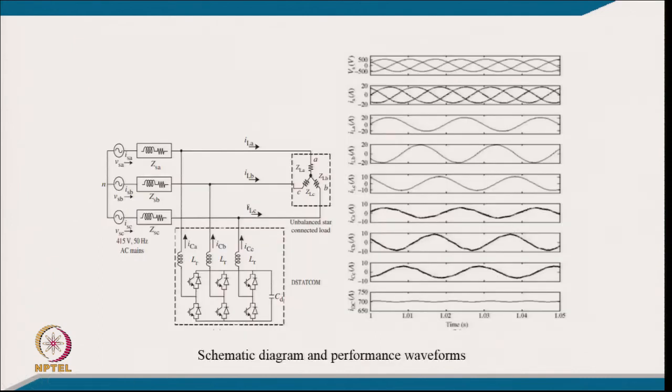So, this is the typical circuit that we have: a source impedance and a load here, and we have this compensator which is supposed to balance the load and regulate the voltage across the load equal to the supply voltage. So, voltage regulation and load balancing is typically the very purpose of putting the STATCOM. After proper design and putting proper control, these are the voltages at the point of common coupling, these are the currents flowing into the line, these are the load currents, these are the compensator currents, and this is the DC link voltage.